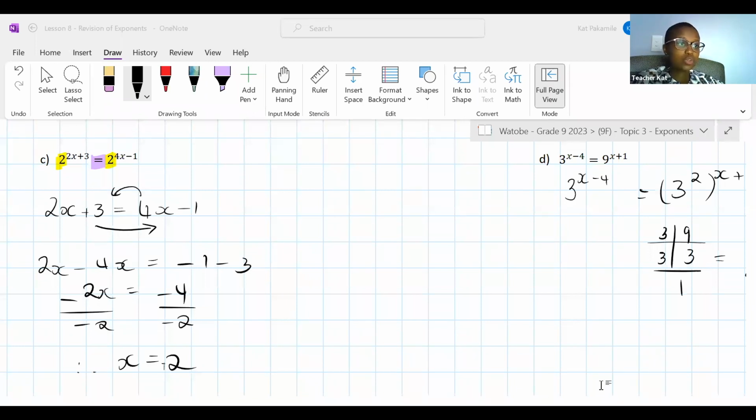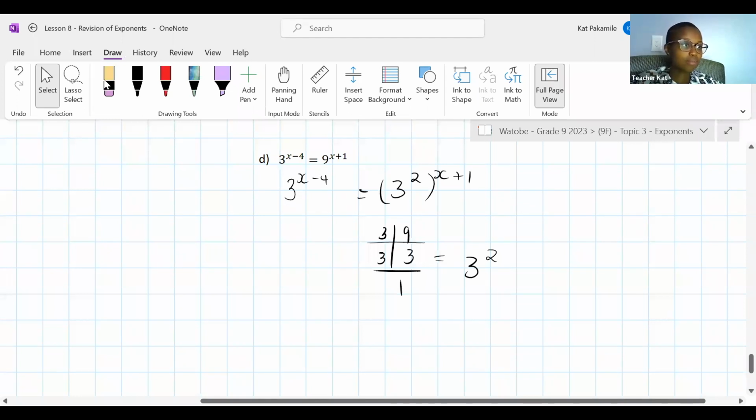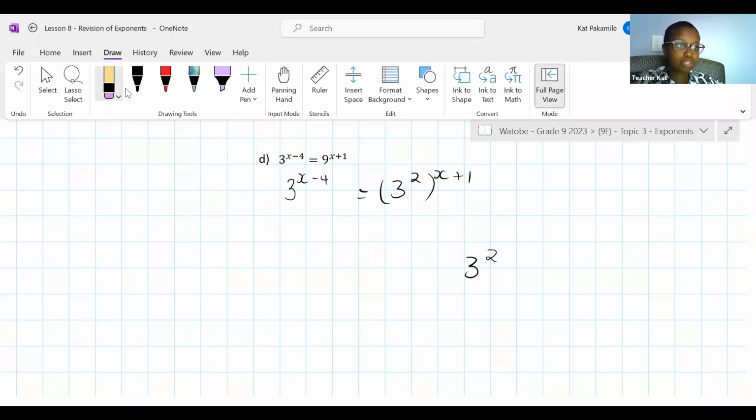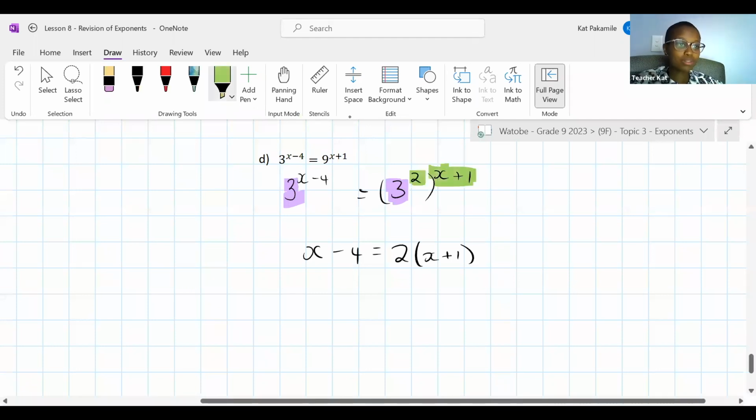So you just make the bases the same by making them both products of their prime factors. Okay, so now we have a 3 and a 3 base on the left and on the right. Let's highlight them. We have a 3, we have a 3. Beautiful. Now we can equate the exponents. So you have x minus 4 is equal to 2 times x plus 1. I know that times is going to be a problem, but guys, look here. We have a 2 inside and we have an x plus 1 outside, right?